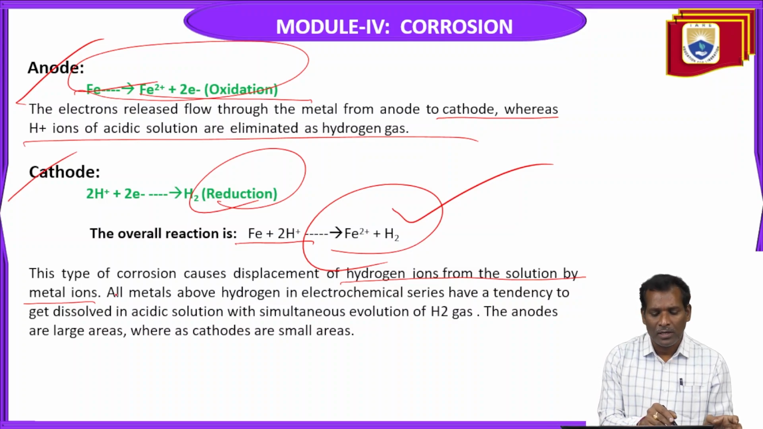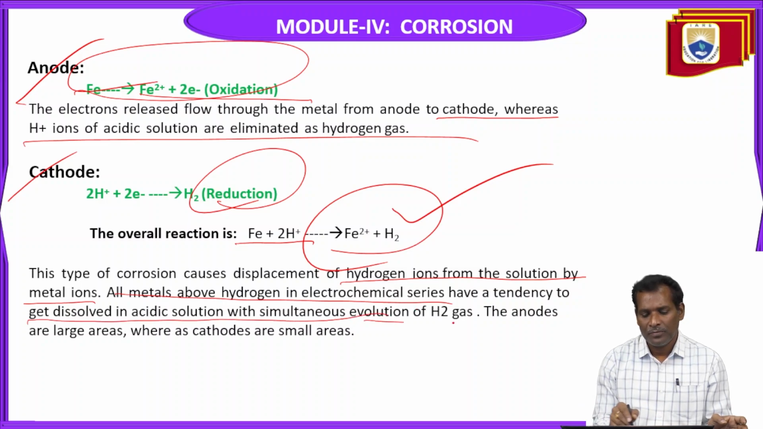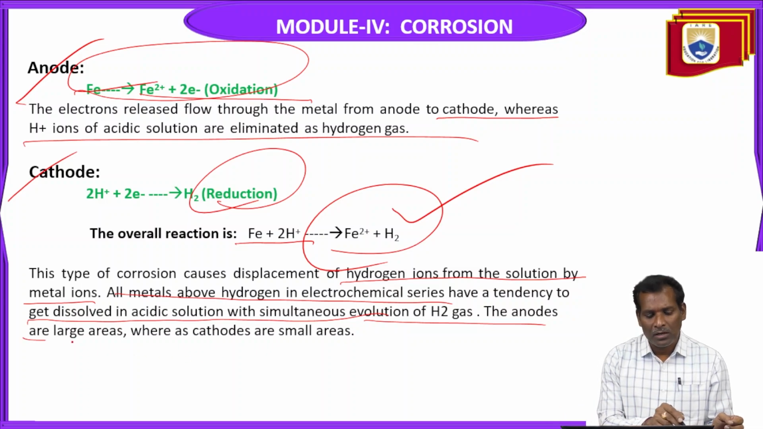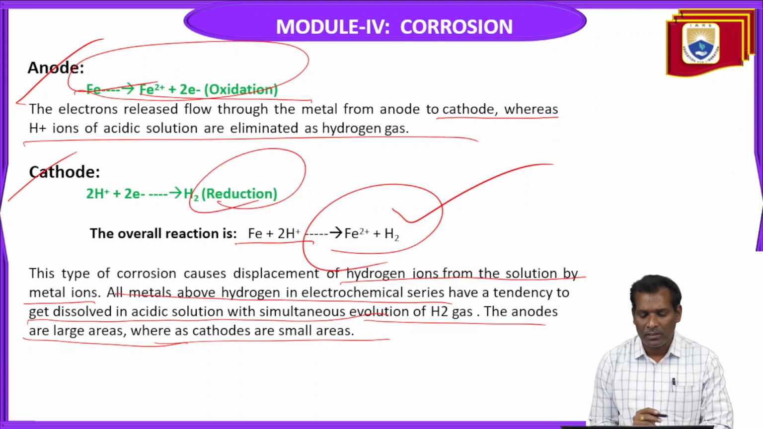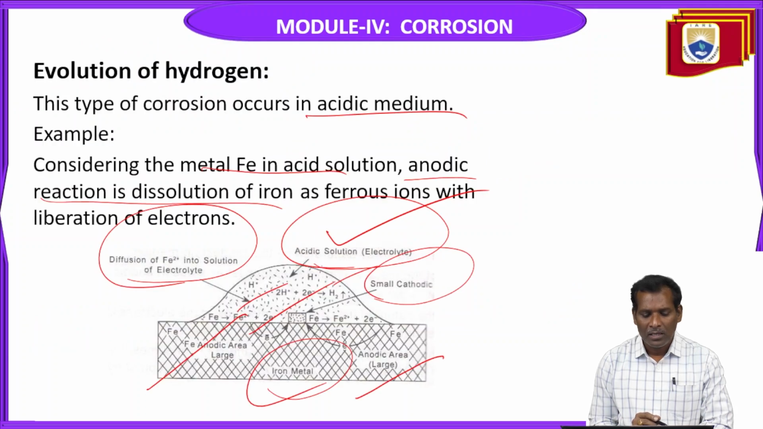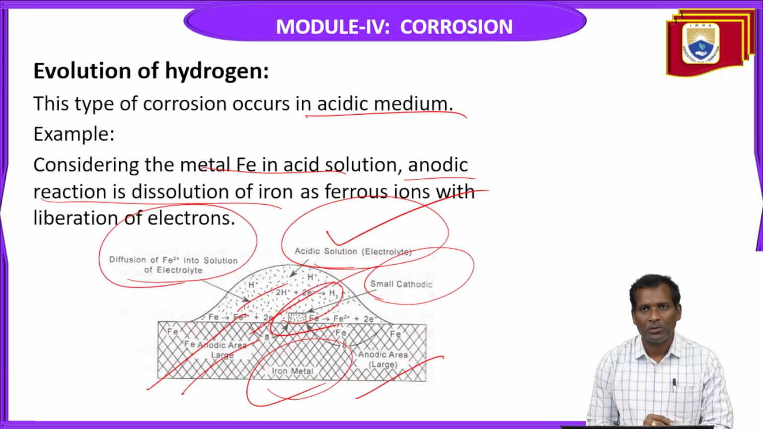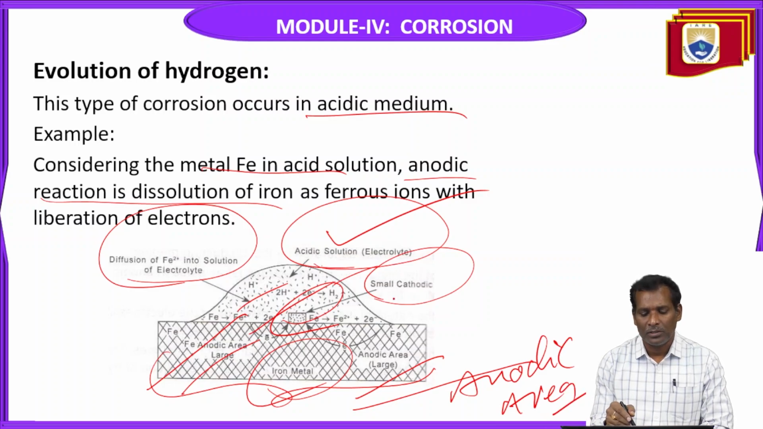All metals above hydrogen in the electrochemical series have a tendency to get dissolved in acidic solution with simultaneous evolution of H2 gas. The anodes are large areas, whereas cathodes are small areas. It's already shown in the previous diagram. The small area is the cathode, and this is the anodic area, which is very large when compared to the cathodic area.